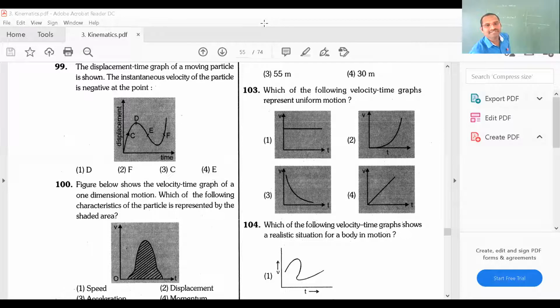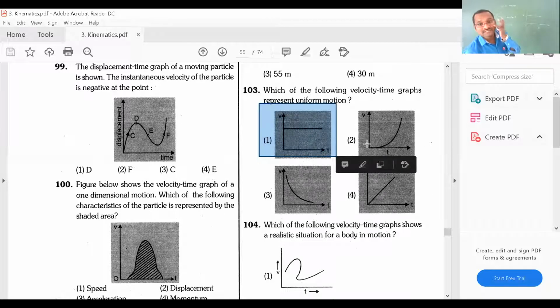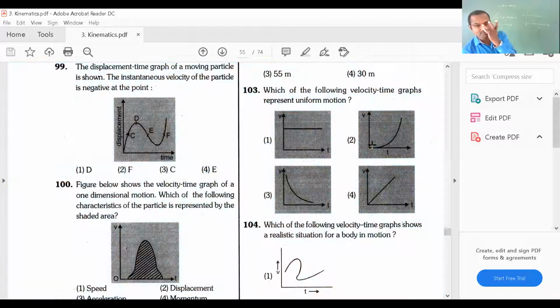So which is the correct option? Yes, option 1 is the right answer. Option 2 is showing that velocity is increasing, which means positive acceleration. Option 3 is showing that velocity is decreasing, which means negative acceleration. Another option shows uniform velocity growth, which means it has some constant, positive acceleration.